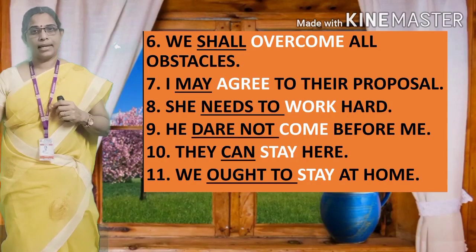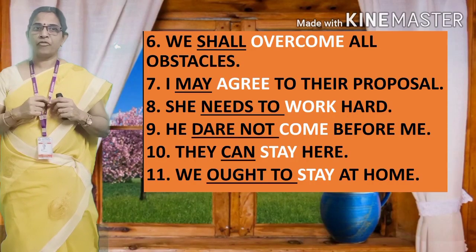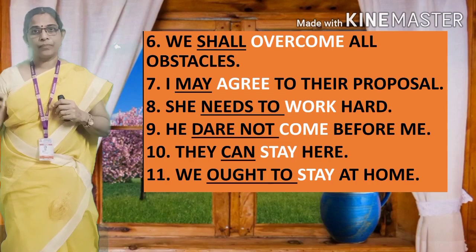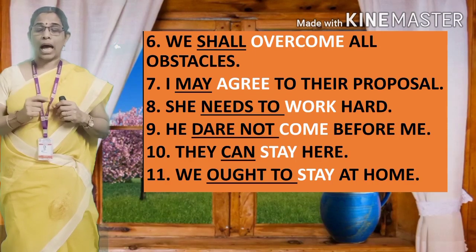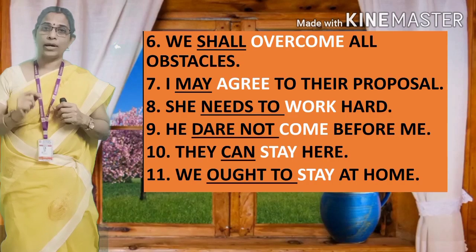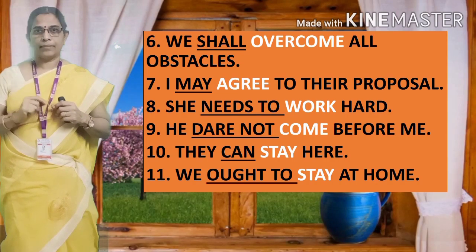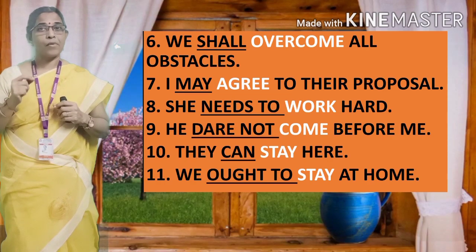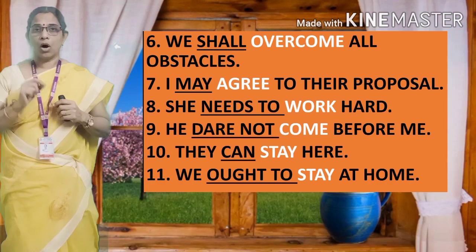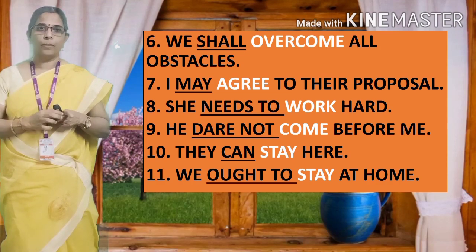They can stay here. Stay is the main form of the verb. You have to circle it. Before the word stay you have the word can. That is the modal auxiliary. Underline it. We ought to stay at home. Stay is the main form of the verb. Before that you have ought to. The main form of the verb should be circled. The auxiliary verb, that is ought to, should be underlined.